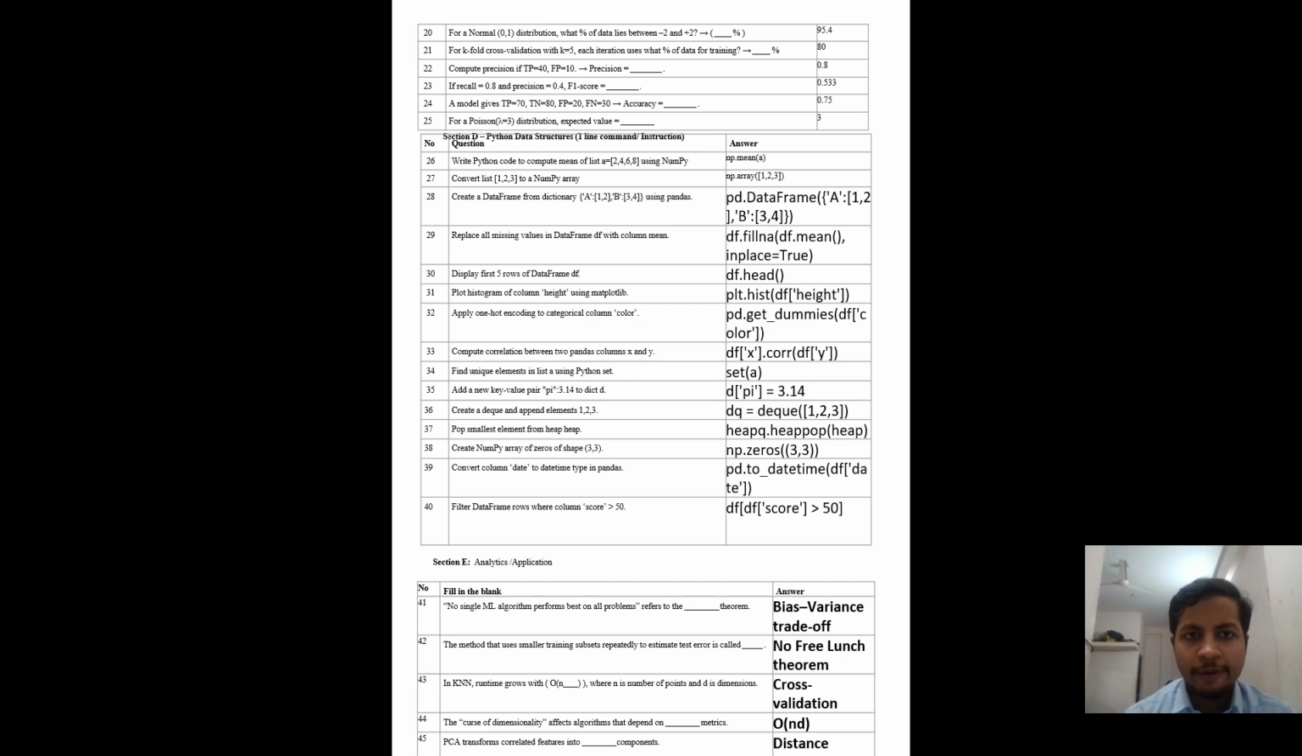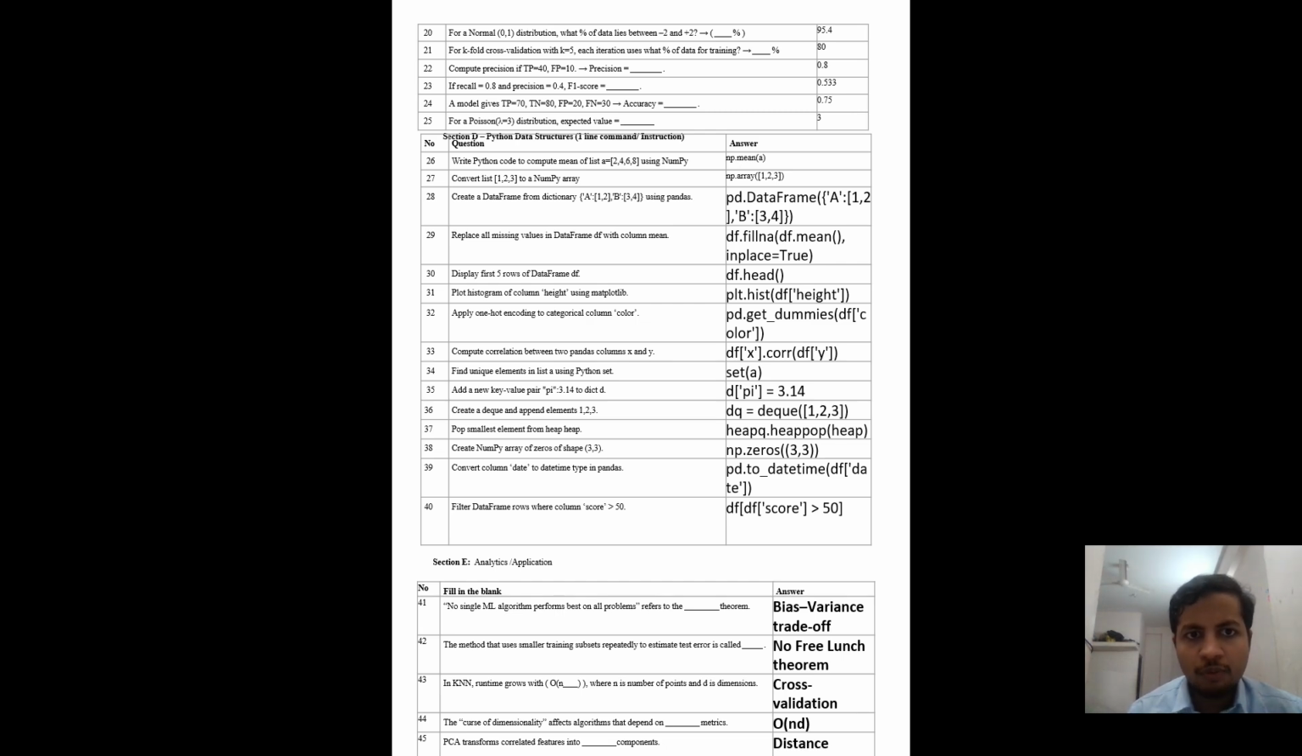A model is given TP equal to 70, TN equal to 80, FP equal to 20, FN equal to 30. So accuracy will be 0.75. We know the formula for accuracy: TP plus TN upon TP plus TN plus FP plus FN. So it will be 0.7. What will be the expected value if lambda is 3 for Poisson distribution? Expected value will be the mean, equal to variance. So here it will be 3.